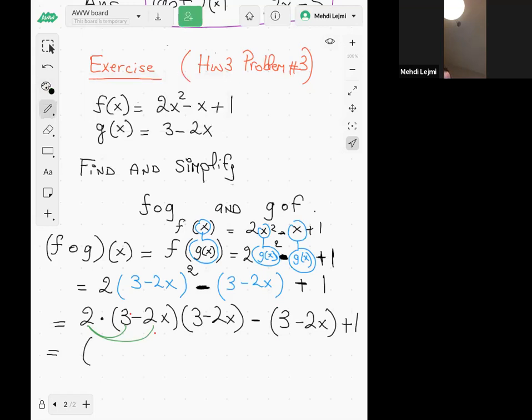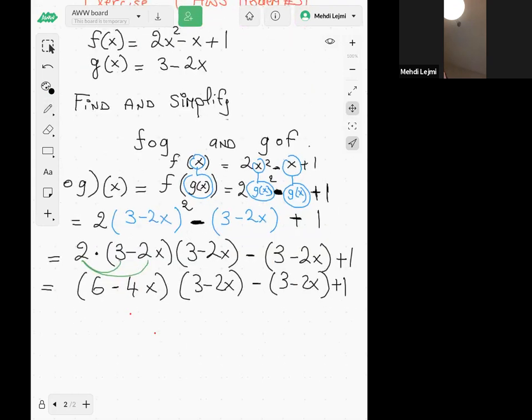So that'll be 2 times 3, that's 6. 2 times 2, that's minus 4x. Okay, and there's this 3 minus 2x here, and minus 3 minus 2x plus 1. So I'm going to just try to distribute again. So this 6 here times 3, 6 times the 2x, and then 4x here times the 3, and then times the 2x. So that's 6 times 3, that'll be 18. There's a minus, so here's my minus 6 times 2, that's 12x.